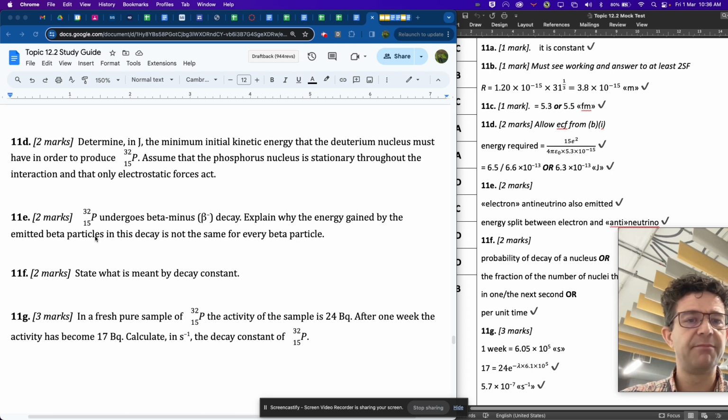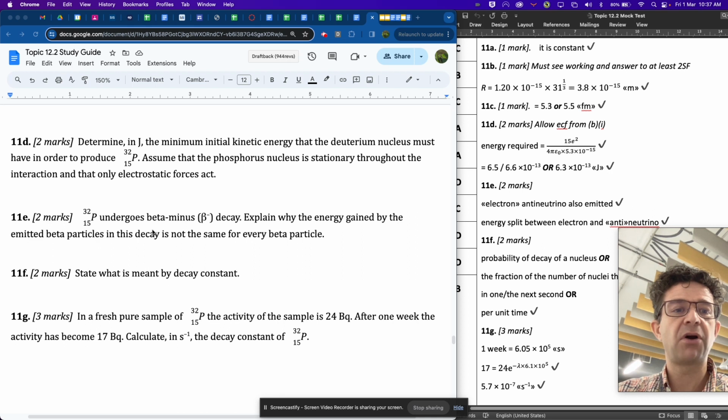Explain why the energy gained by the beta particles is not the same for every beta particle. So we have 3 particles that are carrying away energy. We have the daughter nucleus, the one that, in this case with beta minus decay, has 32 nucleons. That's going to be carrying energy, but because it's so massive, it will carry very little energy because it'll be moving slowly. The beta minus particle, which is an electron, is much lighter and will be carrying a lot more energy. But the neutrino will be carrying an absolute ton of energy because of how fast it's moving.